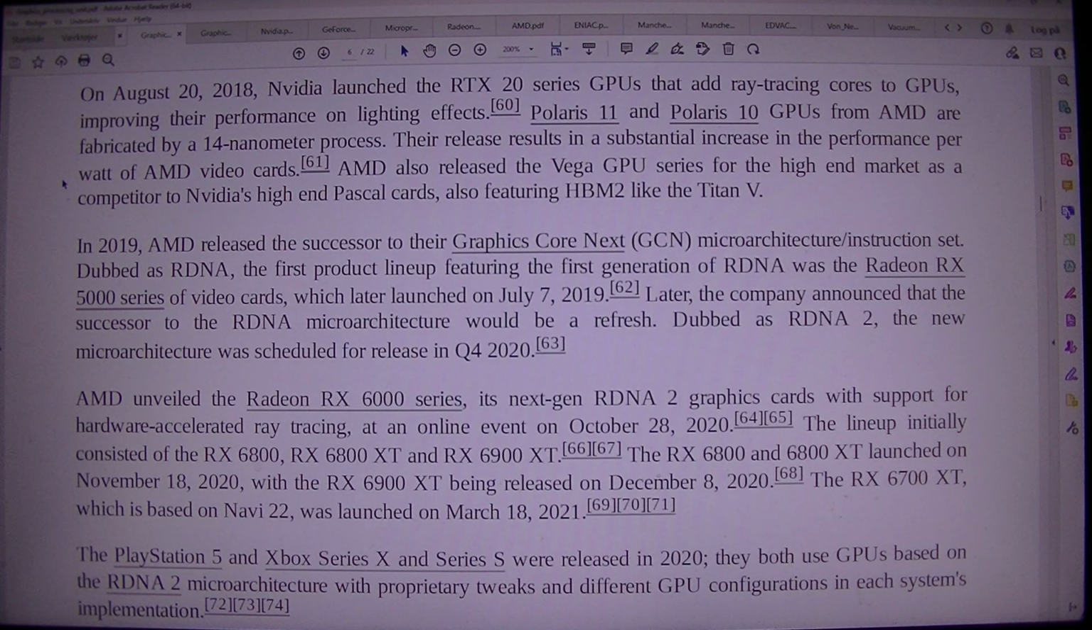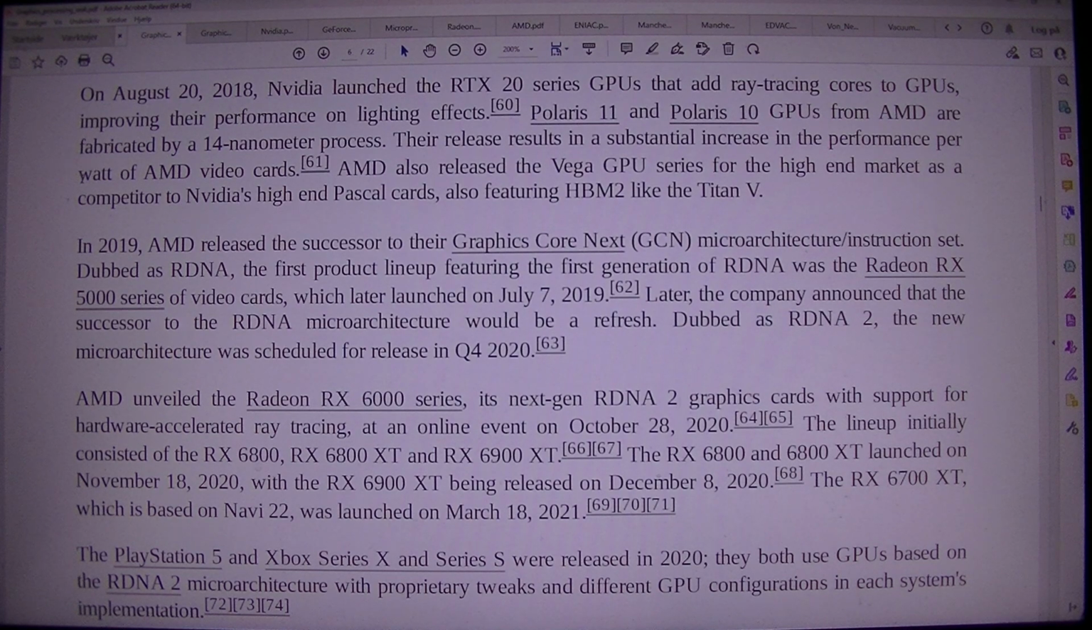60. Polaris 11 and Polaris 10 GPUs from AMD are fabricated by a 14nm process. Their release results in a substantial increase in the performance per watt of AMD video cards. 61. AMD also released the Vega GPU series for the high-end market as a competitor to NVIDIA's high-end Pascal cards, also featuring HBM2 like the Titan V.